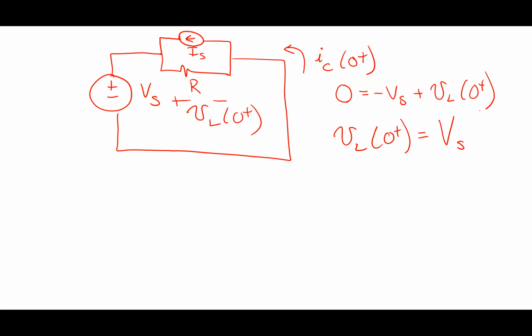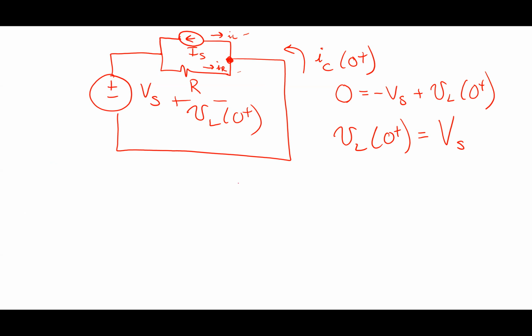Well, let's go to my old friend KCL. I can do KCL here, can I? At this point, right? I can do KCL at that point. And we said that this was IL, this was IR. Okay, so help me out here. In terms of IL, IR, and IC, how do I write KCL?